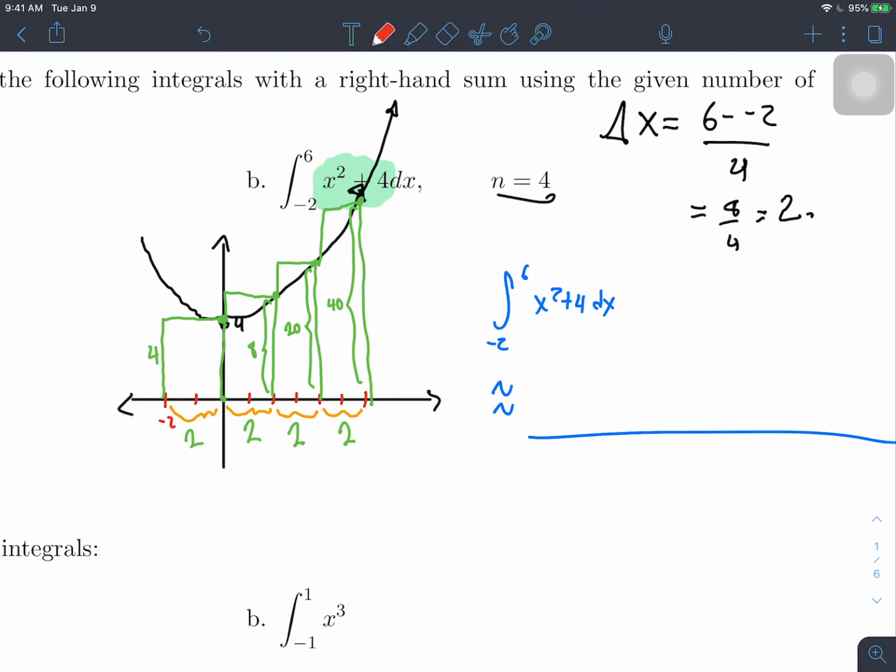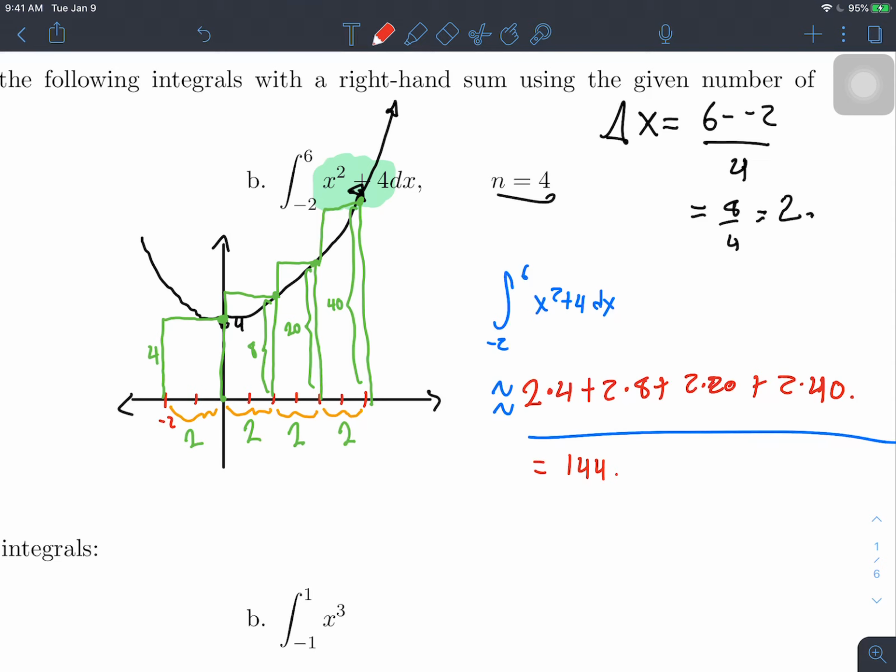So far you've added up the height of each rectangle. What are we supposed to be adding up? By 2. Yeah, we have to take 2 times each of those numbers, right? So we should get 2 times 4 plus 2 times 8 plus 2 times 20 plus 2 times 40. So you're going to get 72 times 2. 144. Yeah.